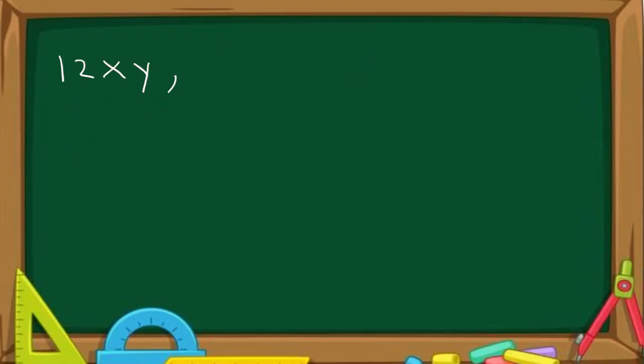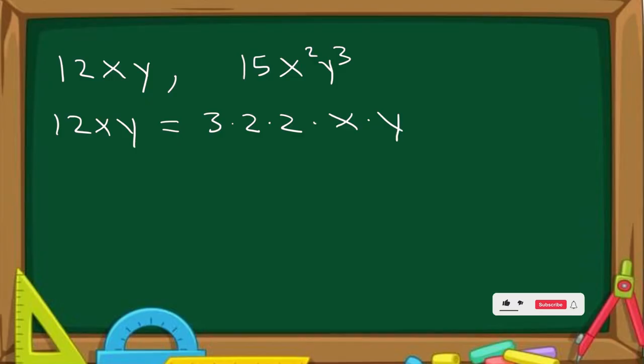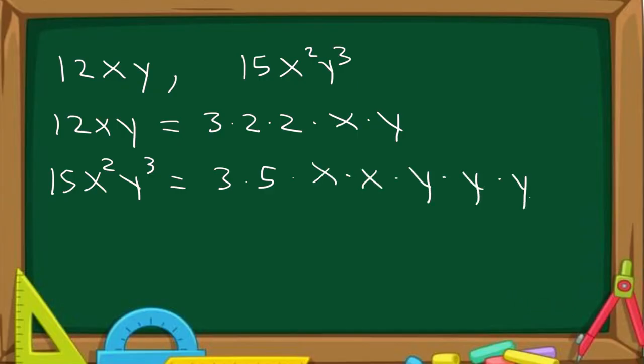Now what about this one? 12xy and 15x squared y cubed. Find the GCF between these two monomials. So let's start with 12xy. 12 is 3 times 4, and 4 we can write as 2 times 2, and then we have 1x and 1y. 15x squared y cubed: 15 is 3 times 5, and x squared is x times x, y cubed is y times y times y. So let's identify what's common in both lists. We have a 3, there's at least one x, and a single y. And that's all that we can find that's common to the two lists. So the GCF, the greatest common factor, is 3xy.